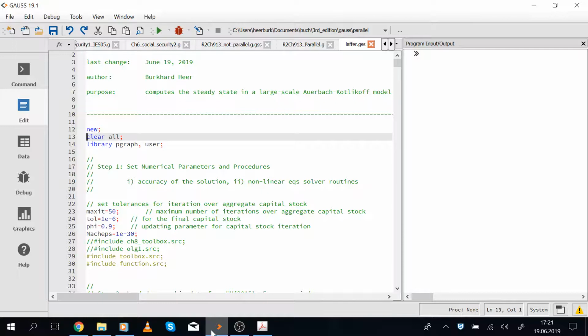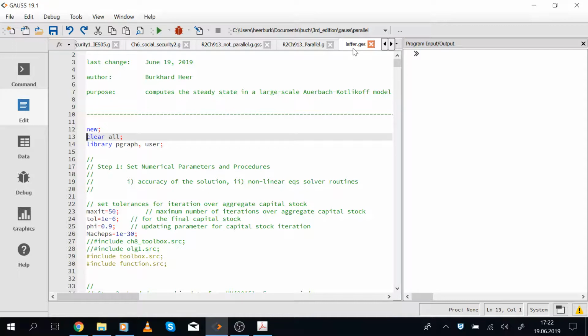And it should look something like this. You are in the edit mode, and depending on the version of Gauss, the screen looks like this. I assume that you have a more recent version of Gauss. Gauss 15 or 16 will do, so that you can display the new graphics that come with the more recent versions of Gauss.